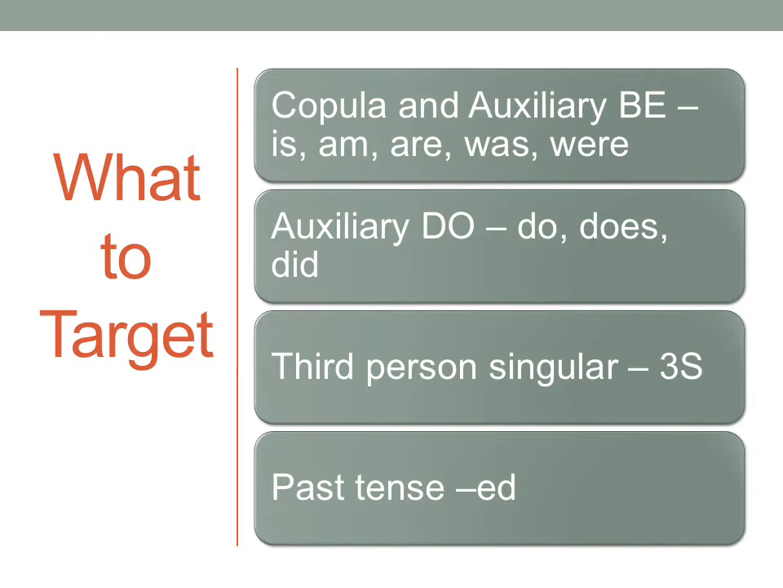So we can target things like the copula and auxiliary be verbs, the auxiliary do verbs, do, does, did, third person singular, past tense ed, right? We want to increase the richness of the grammatical markings for children.